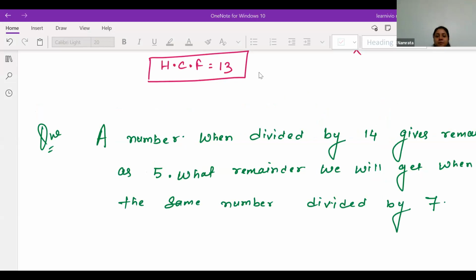Yes, ma'am. Okay. So you have learned about rationals, irrationals, and HCF, LCM. These are the things which you have learned. Yes, ma'am. Okay, it's not there in the syllabus.